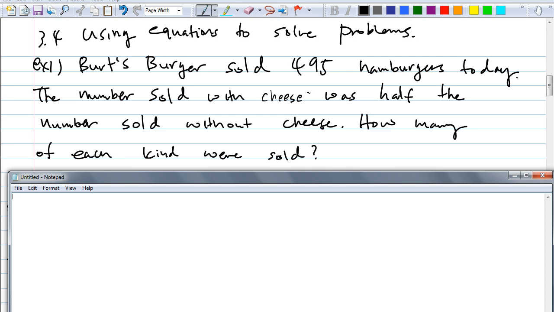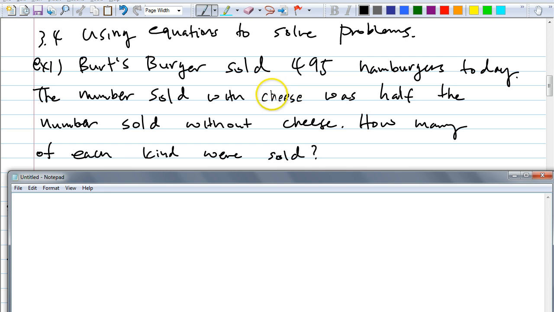Now, we have a choice. We could declare our variable, let x be the one with cheese, or should we do one for the one without cheese? What do you guys think? When you declare a variable, do we want to declare a variable for the smaller amount or the larger amount? Smaller amount. So which one is the smaller amount? The one with cheese, right? So guess what? We're going to let x be, anybody know what to write?